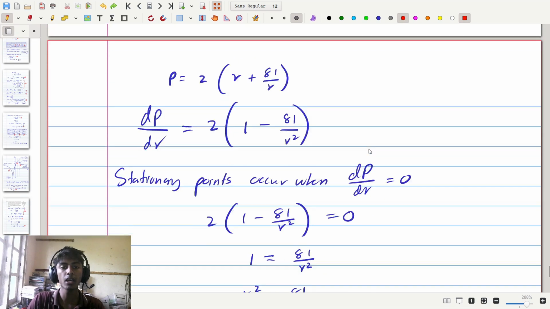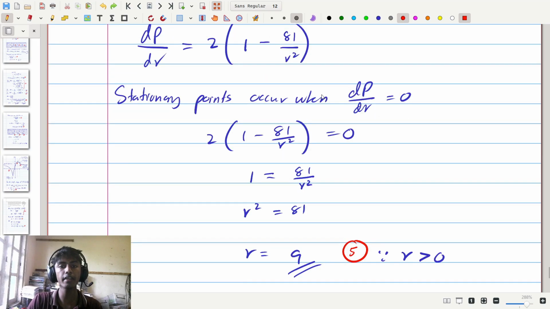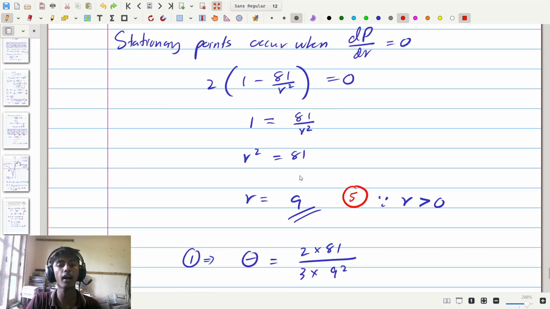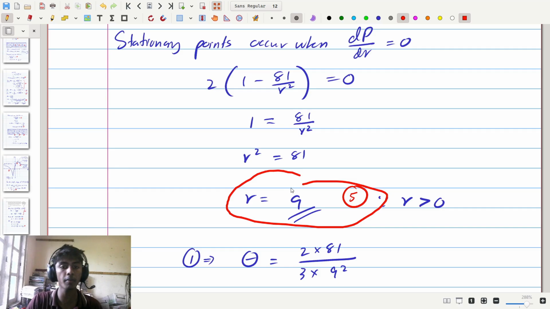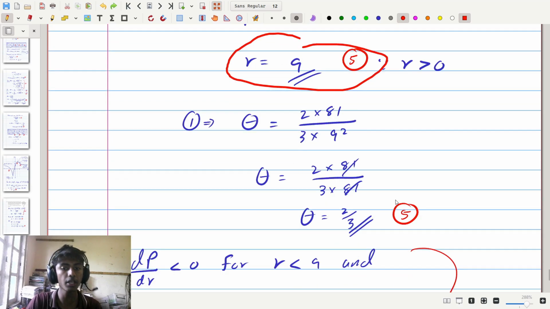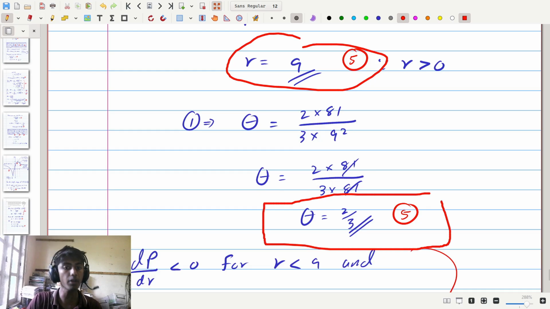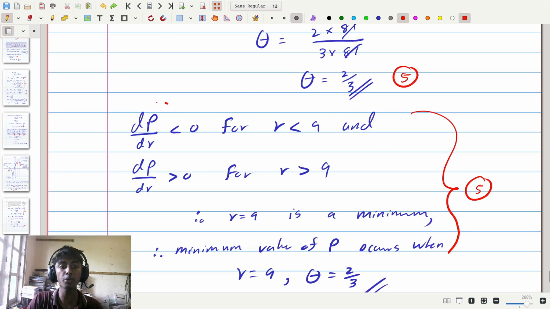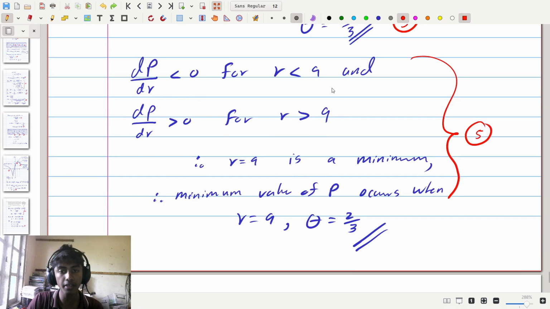Now after that, when you take the derivative, get this value, and then equate that to 0, simplify, and get r equals 9, for getting r equals 9, you get 5 marks. And then when you take equation number 1, substitute, and get the corresponding value of theta, for getting that value of theta, you get another 5 marks. And finally, when you make the argument that since the derivative is negative for all the values of r less than the correct value, and it's positive for all the values of r after that, the graph is going down and then turning up again, and therefore at the turning point we have a minimum, and from that when you conclude that the values of r equals 9 and theta equals 2/3 give a minimum P, you get a final 5 marks. And that is the end of this question.